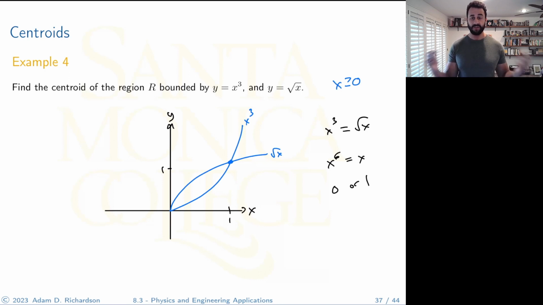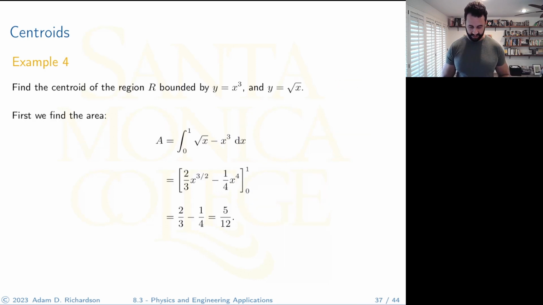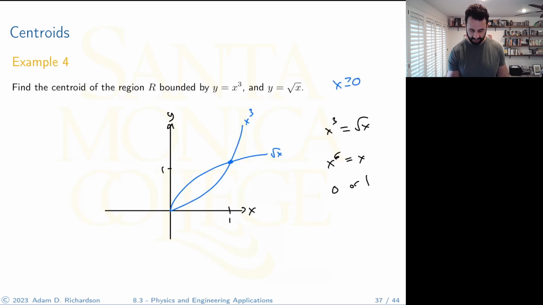All right, so first thing we're going to need is the area. So let's find the area of the region. One thing I'll point out is that the square root function is the upper function, and the cube function is the lower one. So remember, when you find the area of these things, you do the upper minus the lower, right? So that's what this is. Now, easy integral, they're just power functions. We can use the power rule, anti-differentiate them, use FTC2, simplify, and we get 5/12. So the area of this region is 5/12, right?